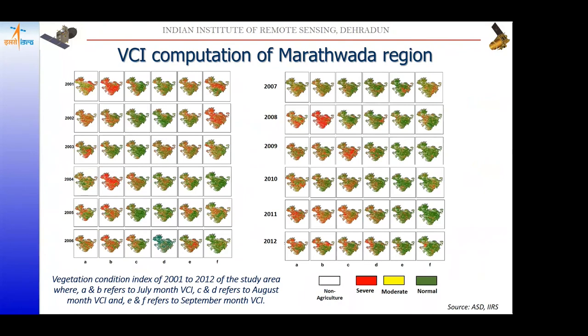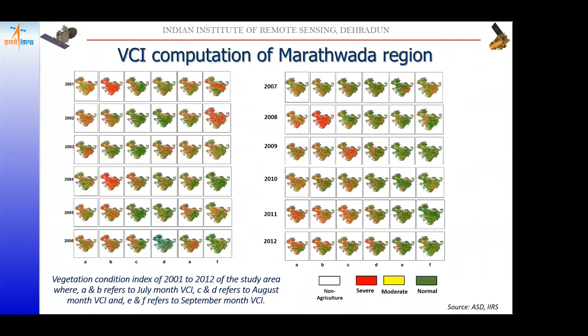This is one study we did for the Marathwada region, up to block level, for computation of VCI, where we used MODIS 16-day composite data sets for 15 years. For the showcase, here I show you images from 2001 to 2012, labelled A, B, C, D, E, which are the 16-day composites for our Kharif season, from the months of July, August, and September.